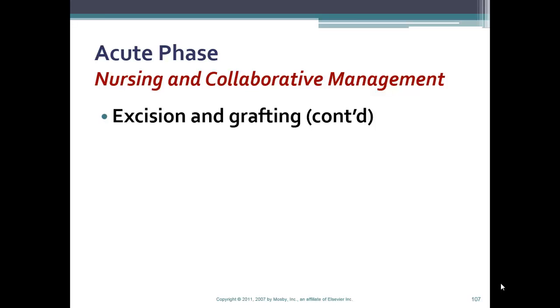So excision and grafting, so they're going to remove the eschar tissue. And then the graft is placed on clean tissue. And then the wound is covered with autograft. And then the donor skin. And then the choice of dressing, again, up to the physician.